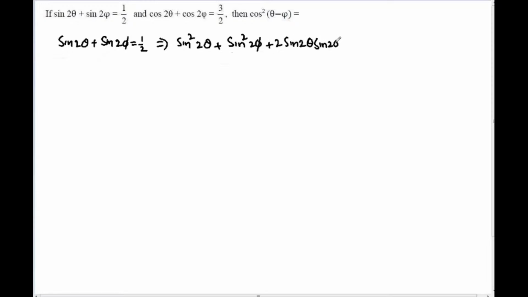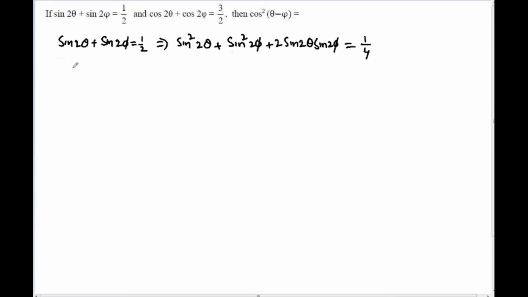If sin 2 theta plus sin 2 phi is equal to 1 by 2, and cos 2 theta plus cos 2 phi is equal to 3 by 2, then find the value of cos square of theta minus phi. Here the first equation is sin 2 theta plus sin 2 phi is equal to 1 by 2. Squaring on both sides, sin square 2 theta plus sin square 2 phi plus 2 sin 2 theta sin 2 phi is equal to 1 by 4.